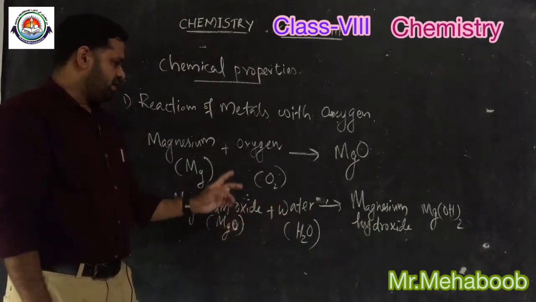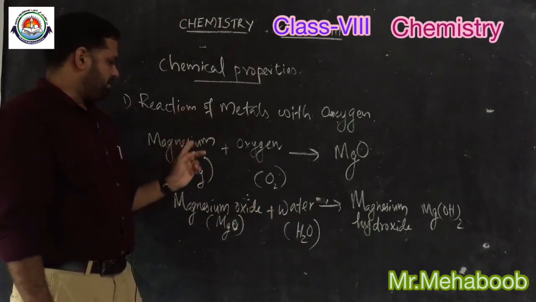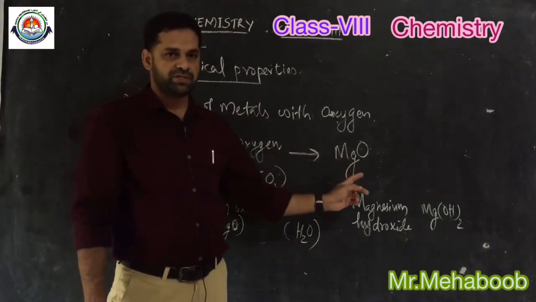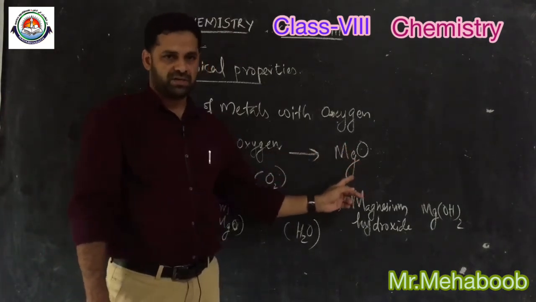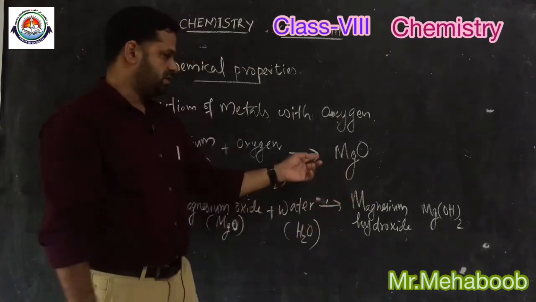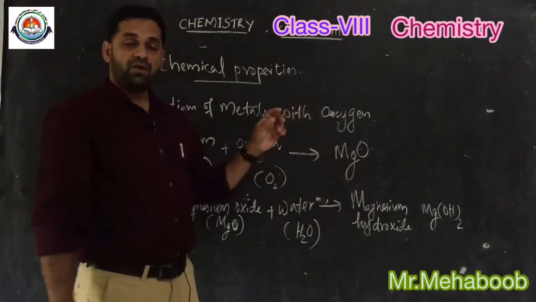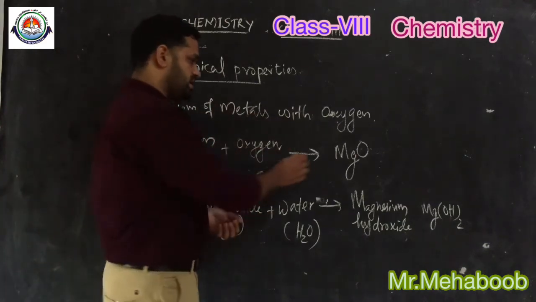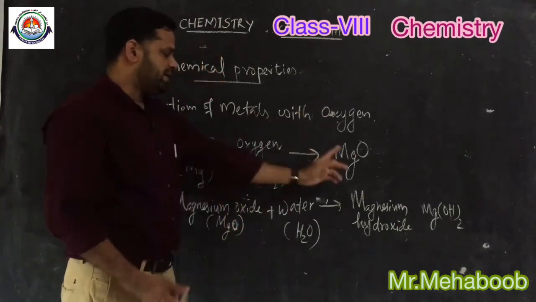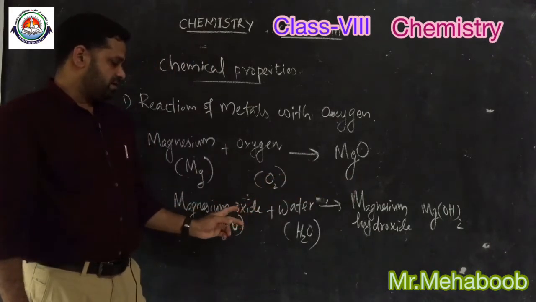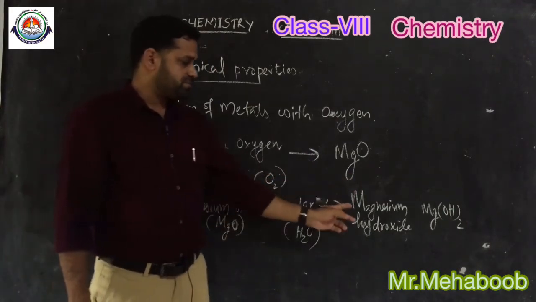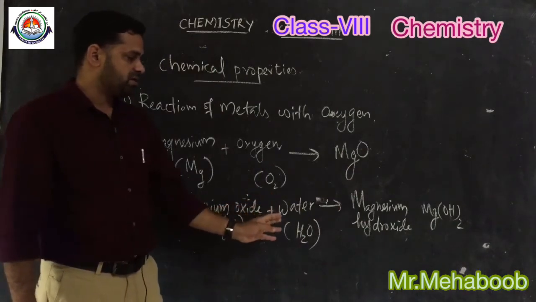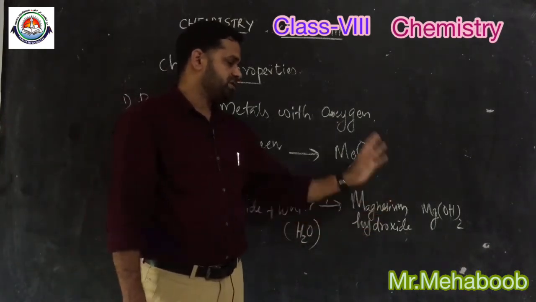So, here magnesium is a metal that reacts with oxygen and forms magnesium oxide. This is called a metal oxide. Here the metal is magnesium. When oxides are formed with metals, they are called metal oxides. Here it is magnesium oxide. Metal oxides, when dissolved in water, form hydroxides. Here magnesium oxide reacts with water to form magnesium hydroxide.